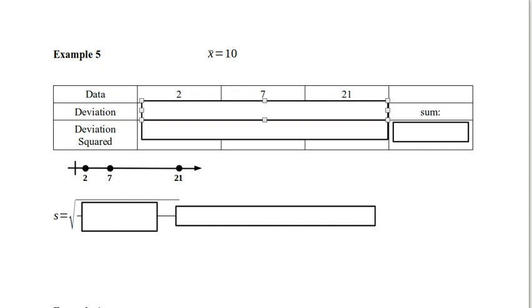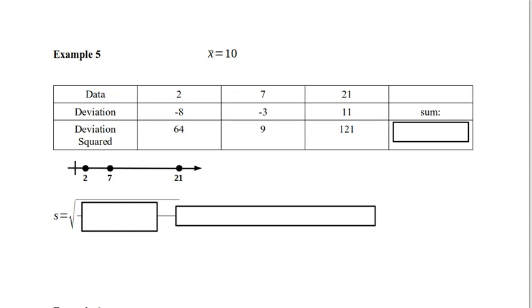The mean is still 10. 2 is 8 less than our mean. 7 is 3 less than our mean, and 21 is 11 more than the mean. So there's our deviations. We're now going to go through and square those. -8 squared, -3 squared, and 11 squared. That gives us 64, 9, and 121. We add those up. That's our new numerator. Remember, we're dividing by 1 less than n.